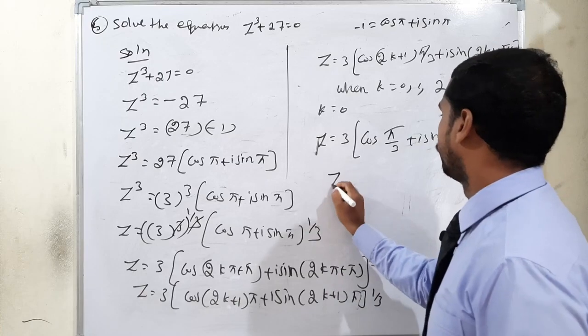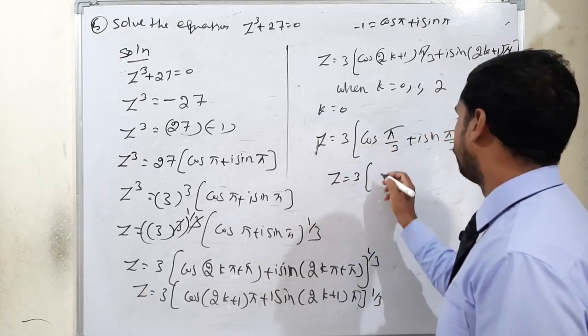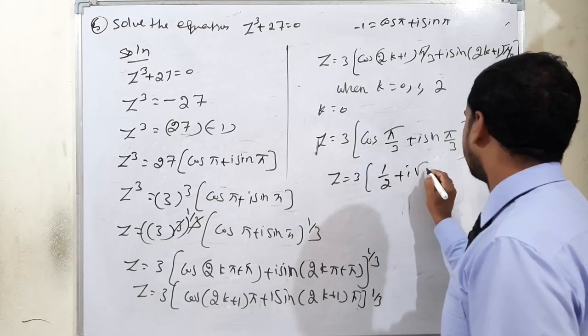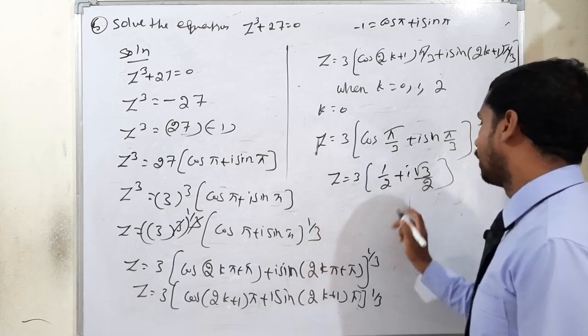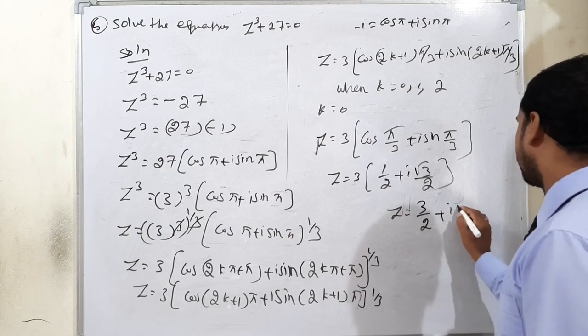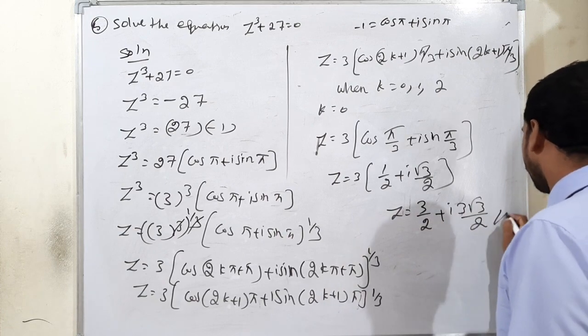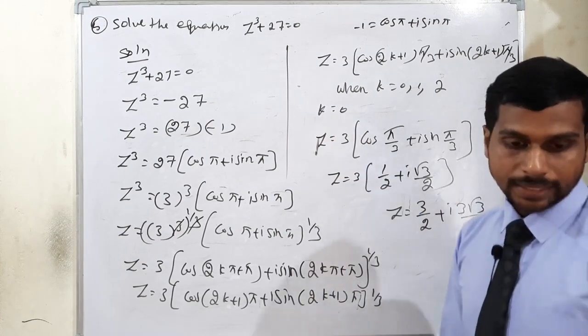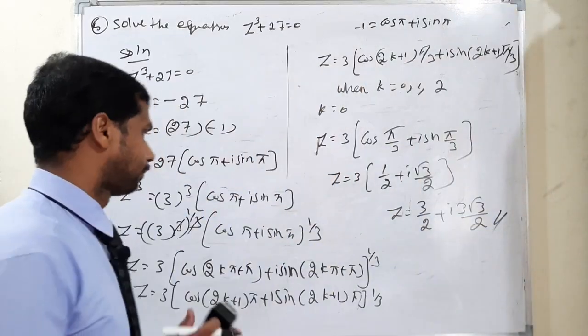Okay. Therefore z is equal to 3 into cos 60, which is 1 by 2, plus i sin 60, which is root 3 by 2. Each and every time, into 3 means z is equal to 3 by 2 plus i root 3 by 2. That is the first answer. Moving to when k is equal to 1, what will happen?